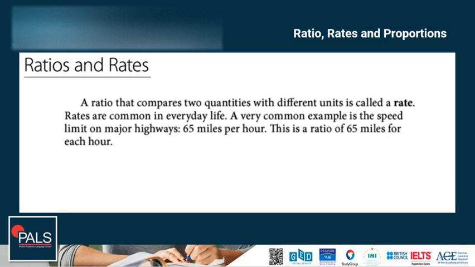A ratio that compares two quantities with different units is called a rate. Rates are common in everyday life. A very common example is the speed limit on major highways. 65 miles per hour. This is a ratio of 65 miles for each hour.